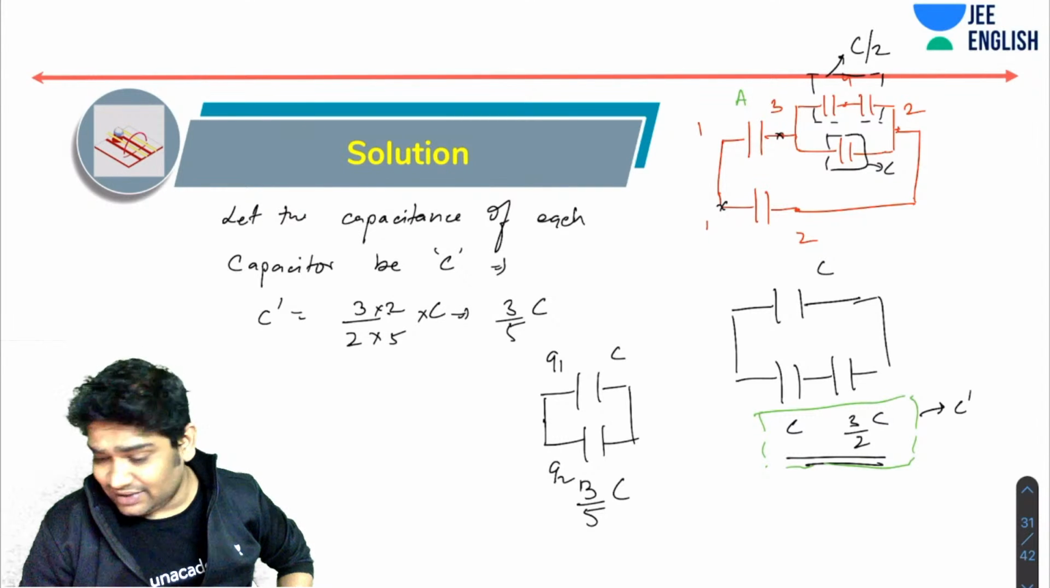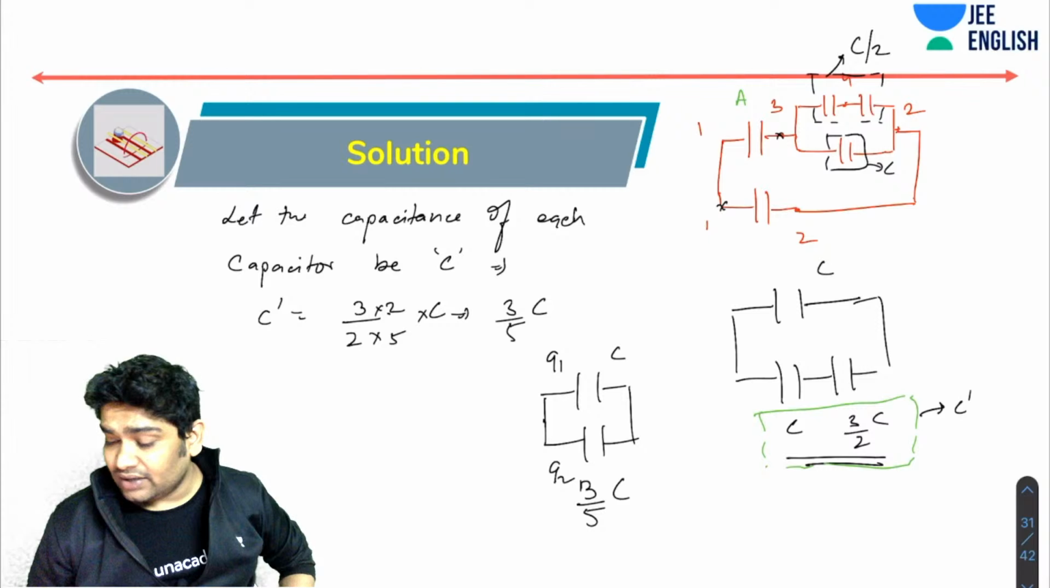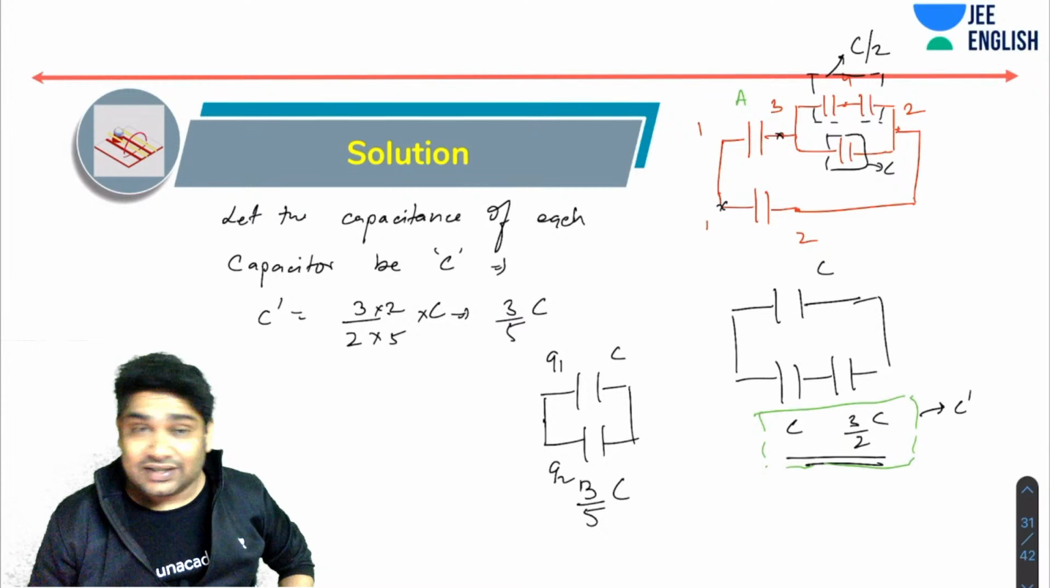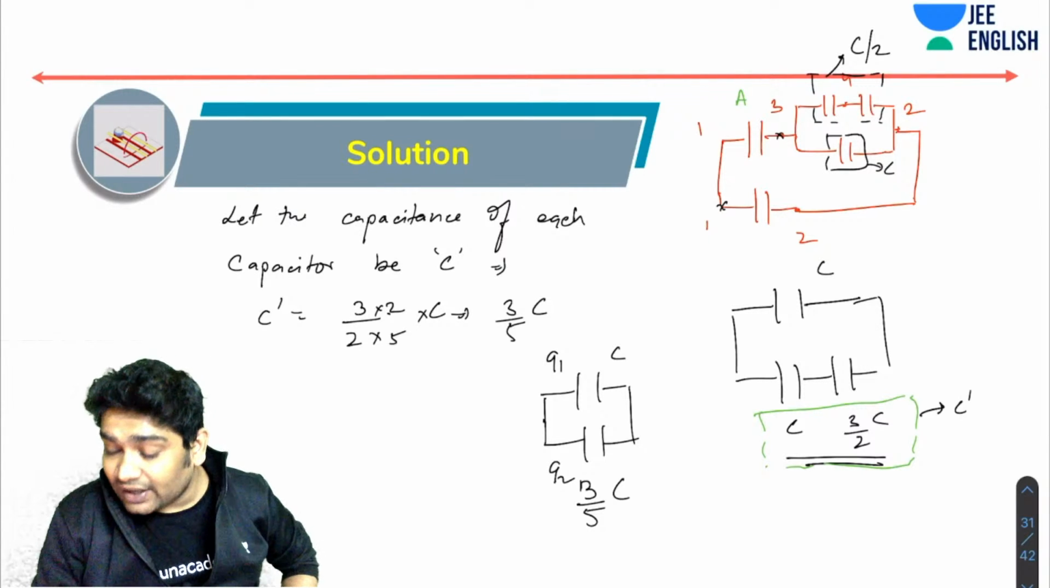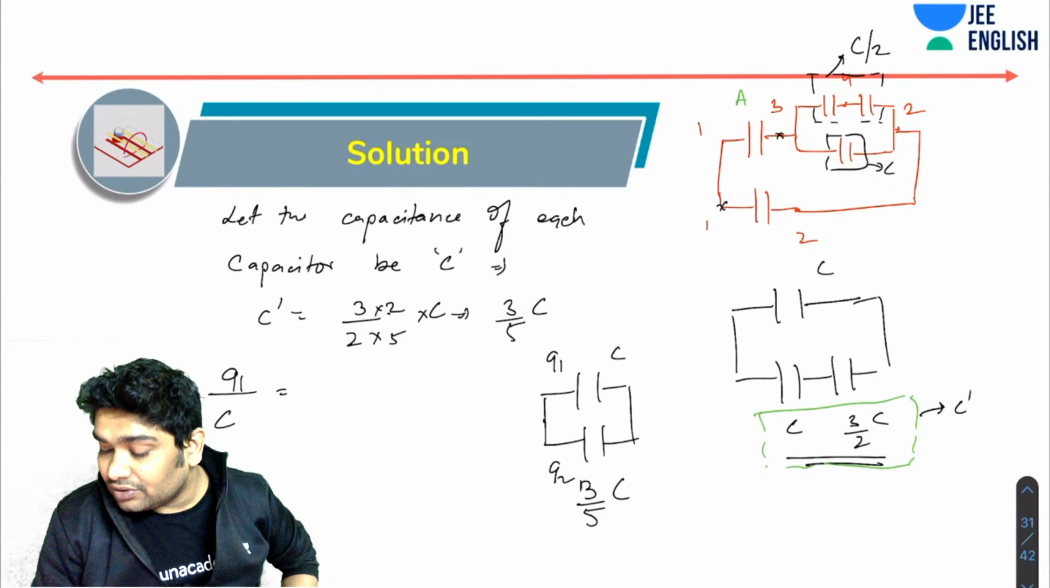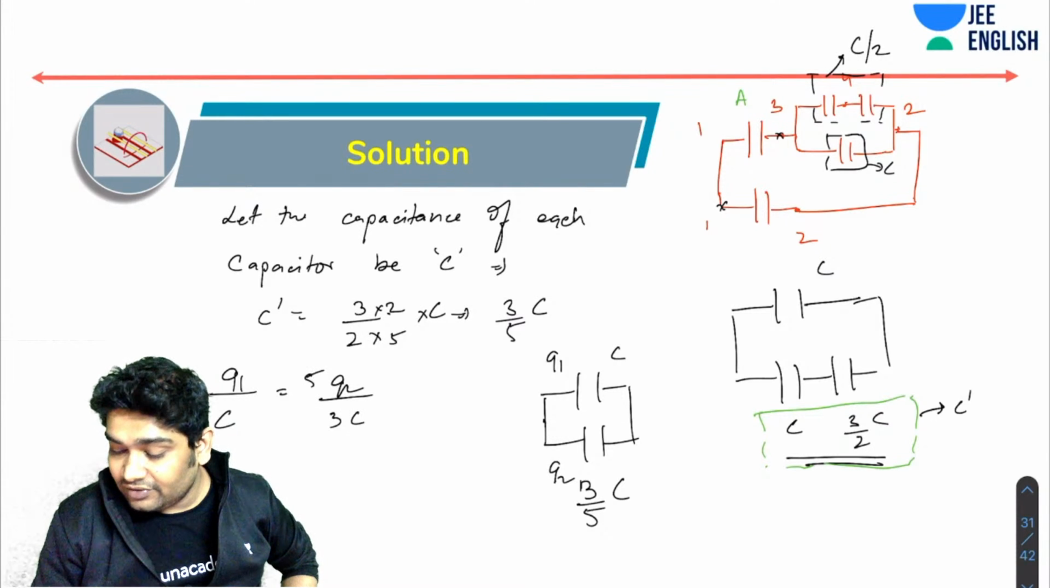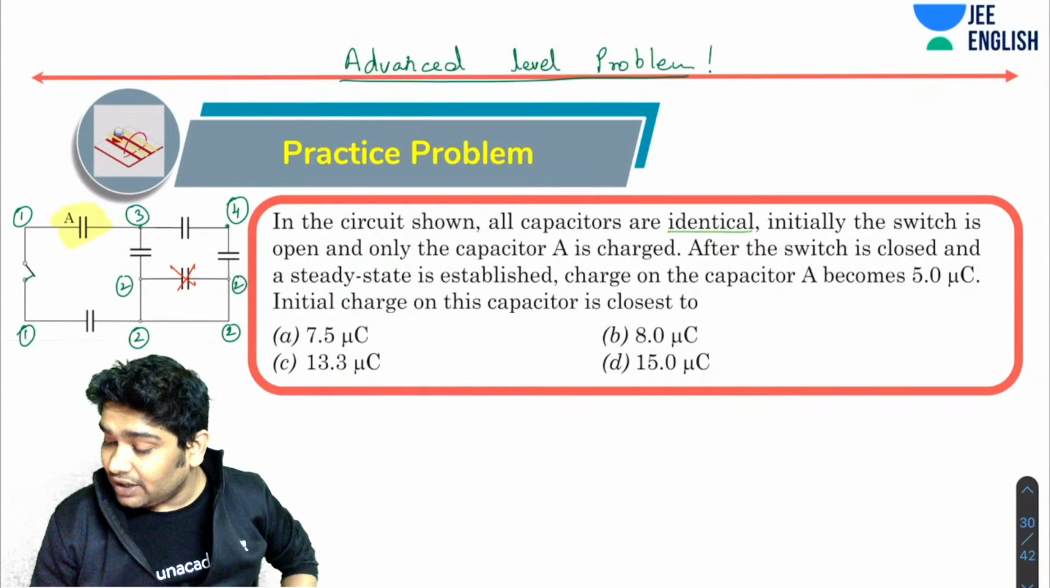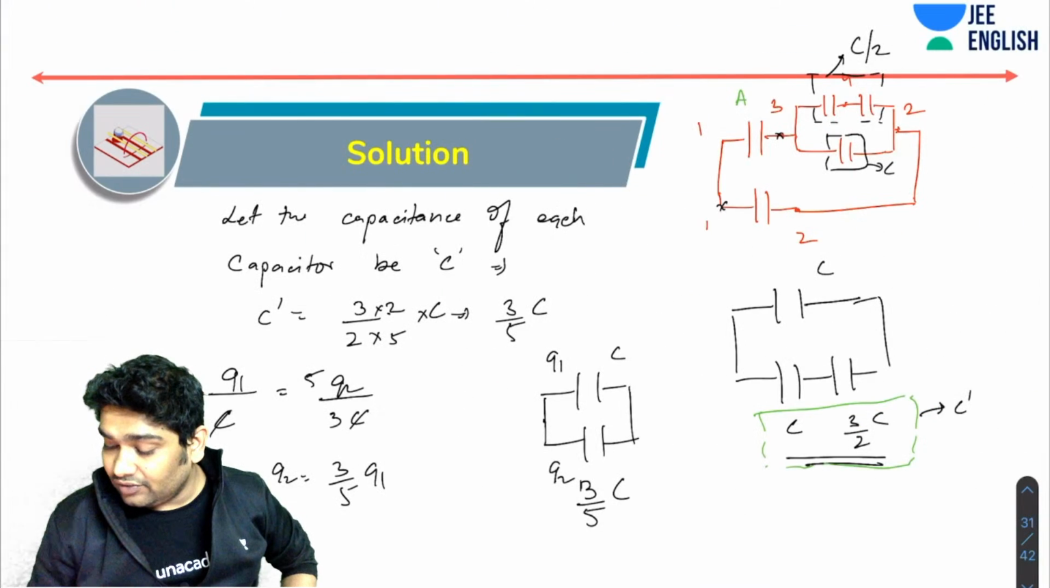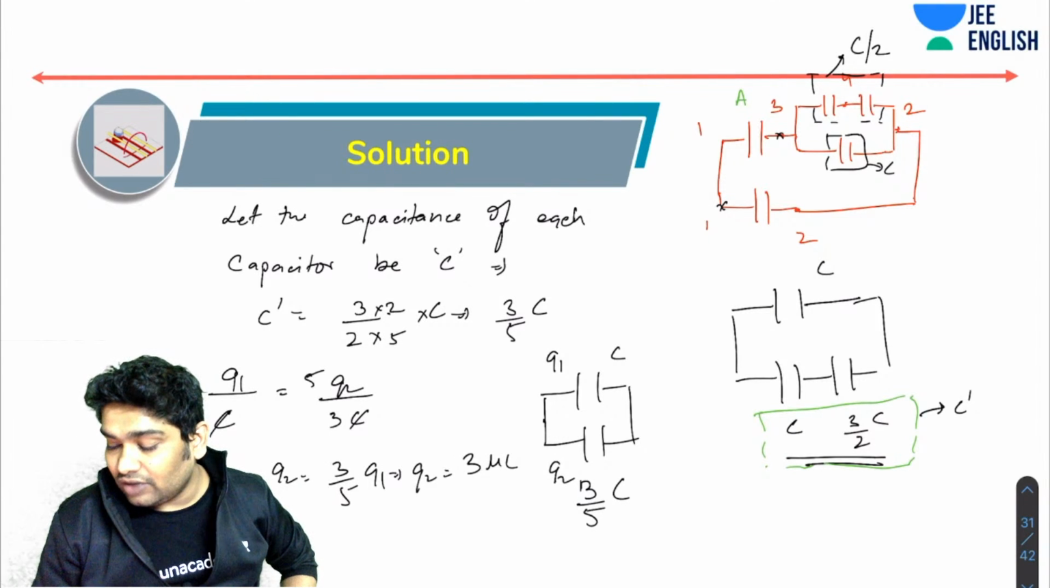Okay, let's see. First, I know these are two capacitors connected in parallel. So can I say Q1 over C should be equal to Q2 over 3C by 5? So I know Q2 would be 3 by 5 Q1, and Q1 has been told to me as 5. Therefore, Q2 becomes 3 microcoulomb, and Q initial would have been Q1 plus Q2.